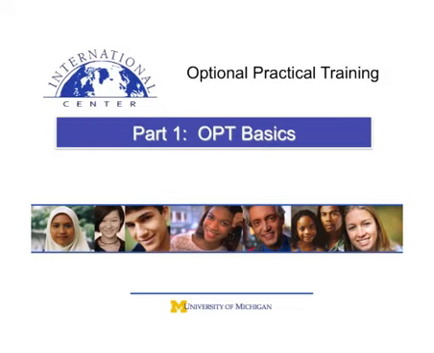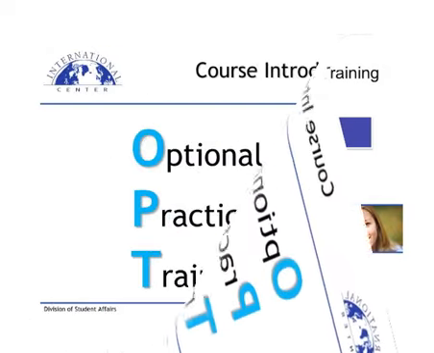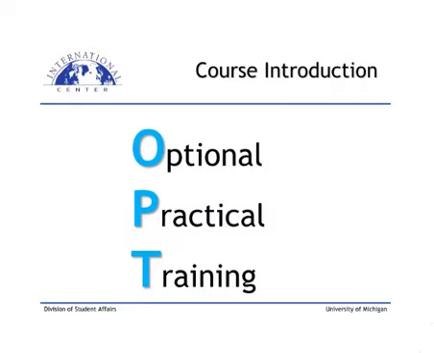This mandatory course is designed for international students on F1 visas who wish to obtain off-campus work authorization to gain experience within their field of study. Throughout this course, we will refer to optional practical training as OPT. You will learn the application process as well as the rules you must follow in order to maintain your F1 immigration status while on OPT.